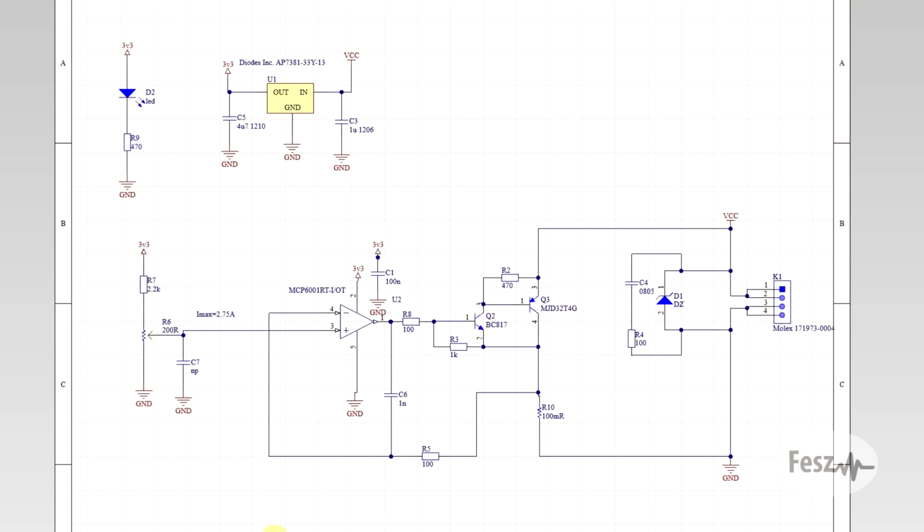Now, for the final build, I did make a few more tweaks to the schematic. On the one hand, the set parameter should be adjustable. On the other, the device should be human-proofed. So let's start with the constant current load.